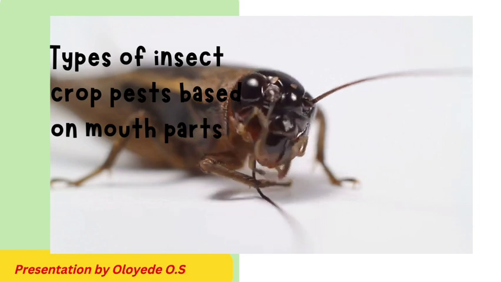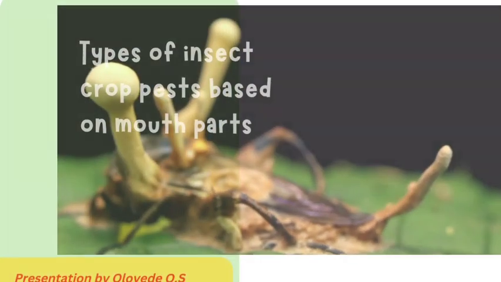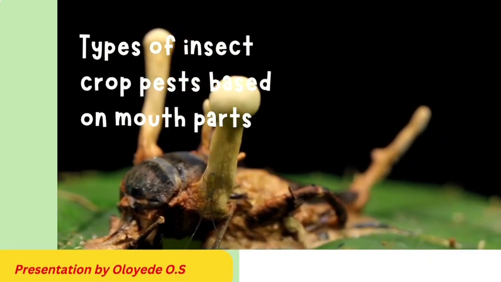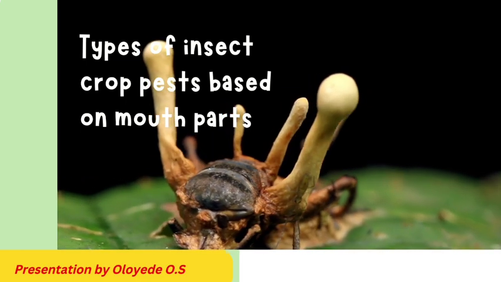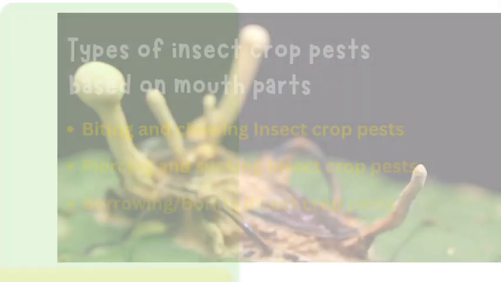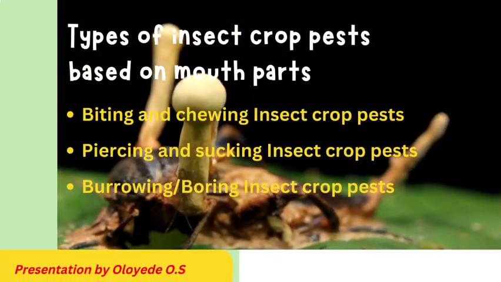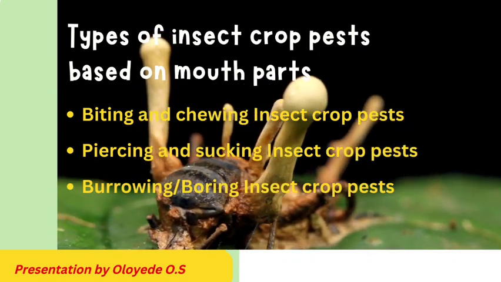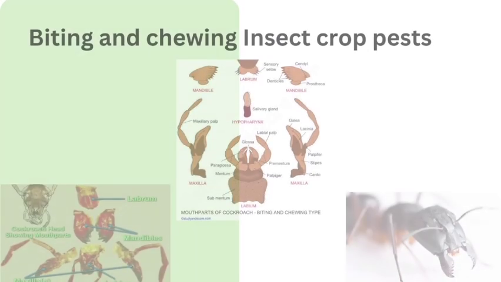Now, we have types of insect crop pests based on mouth parts. There are three different types of insect crop pests based on their mouth parts. The first one is biting and chewing insect crop pest. The second is piercing and sucking insect crop pest, and of course the last one is the boring or burrowing insect crop pest. The three different types have different mouth parts, and as we continue in this lesson, I will be explaining to you how their mouth parts are.